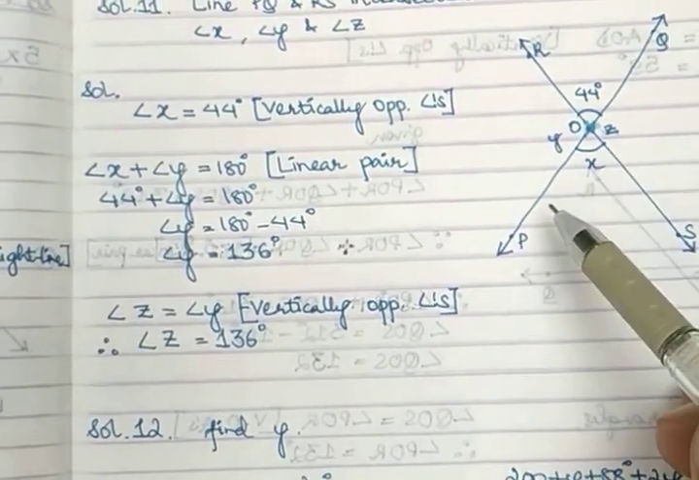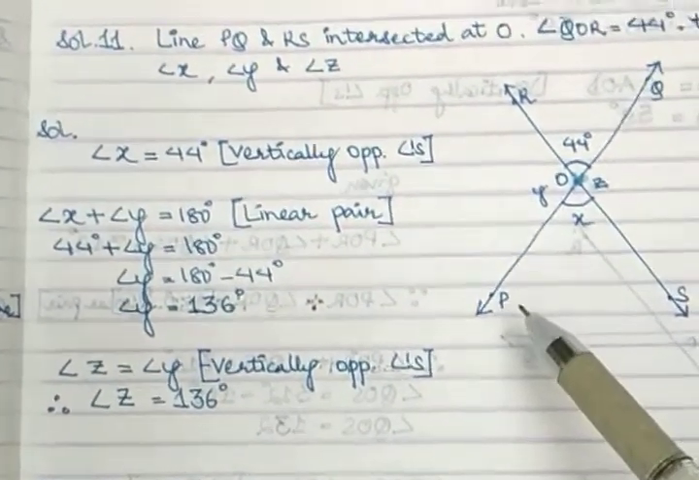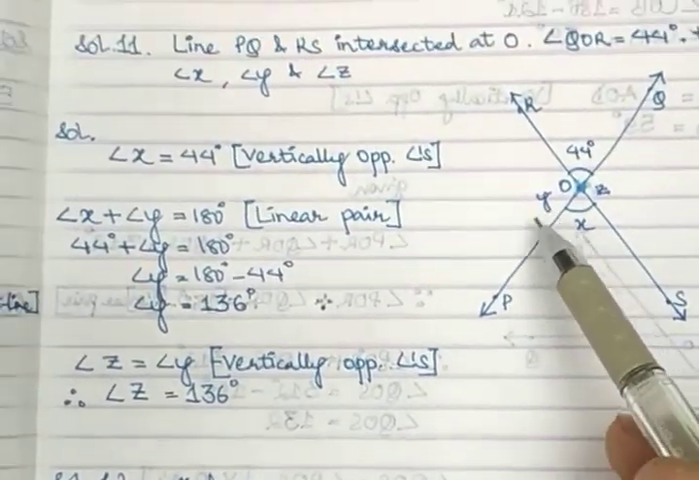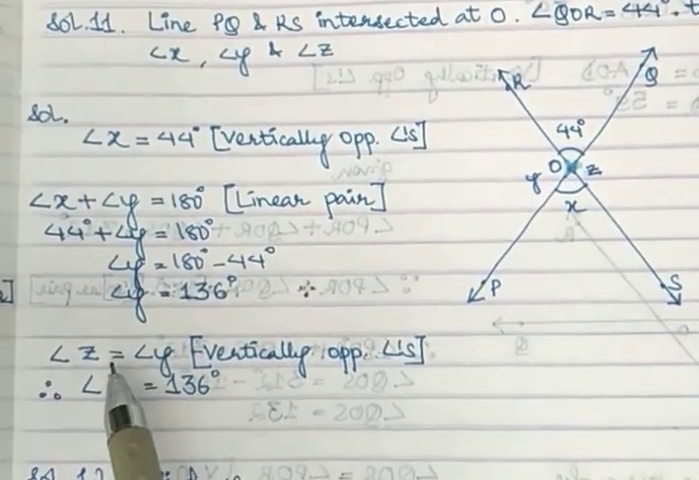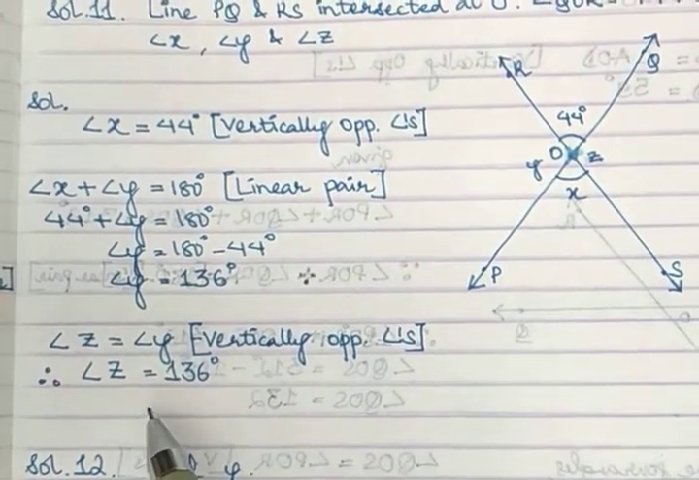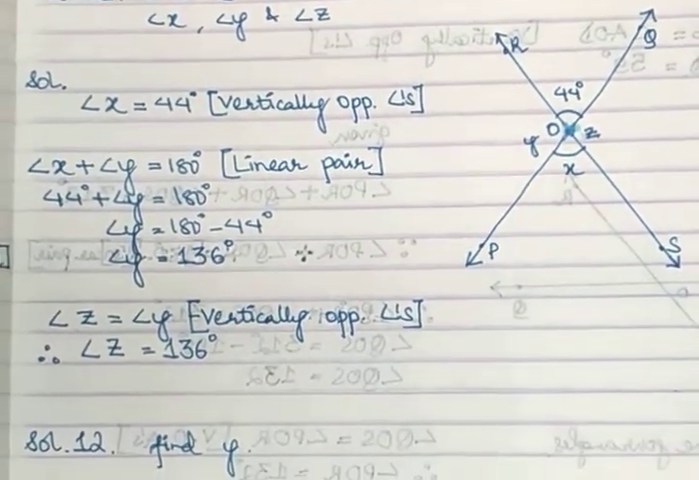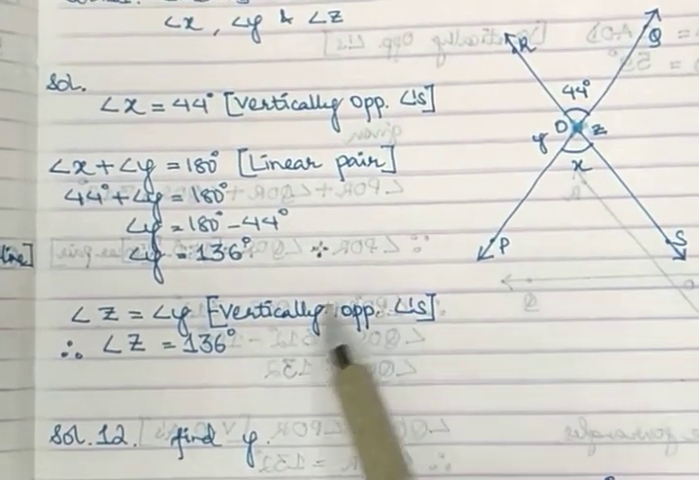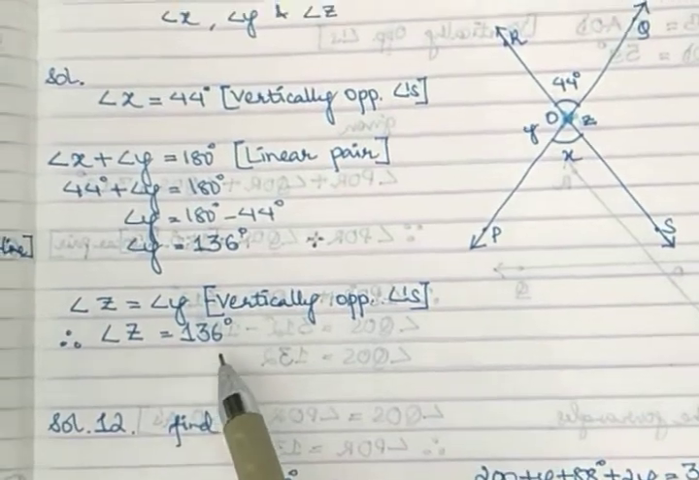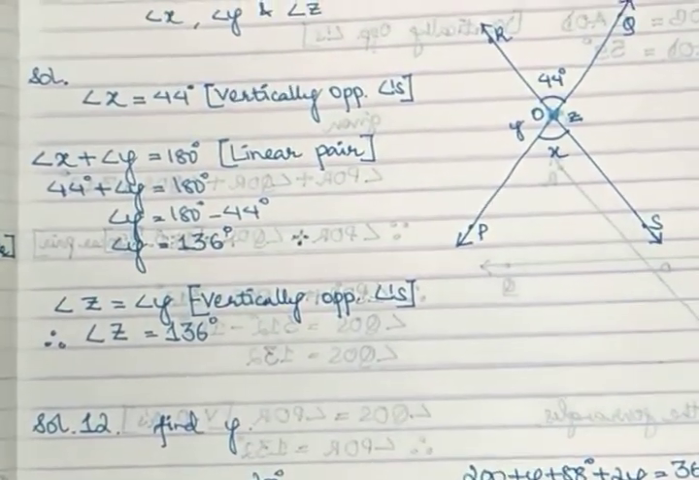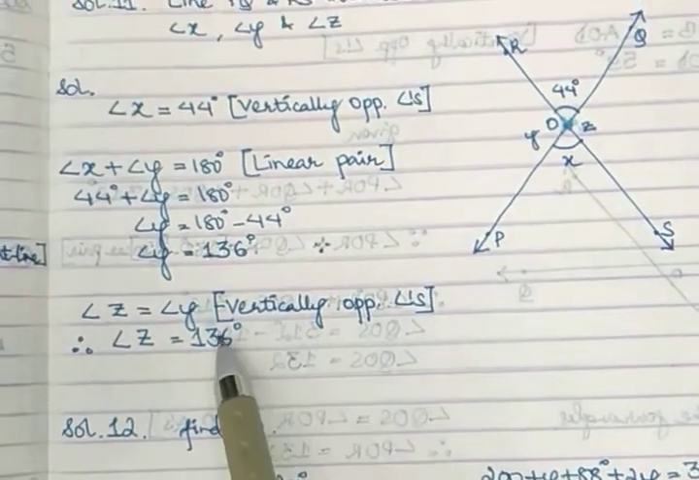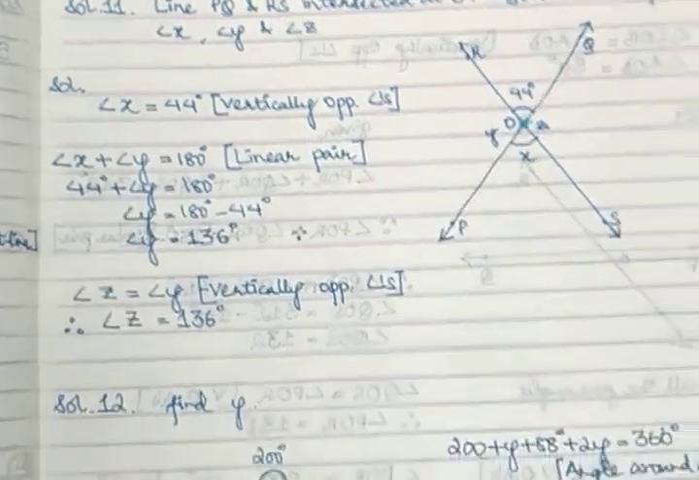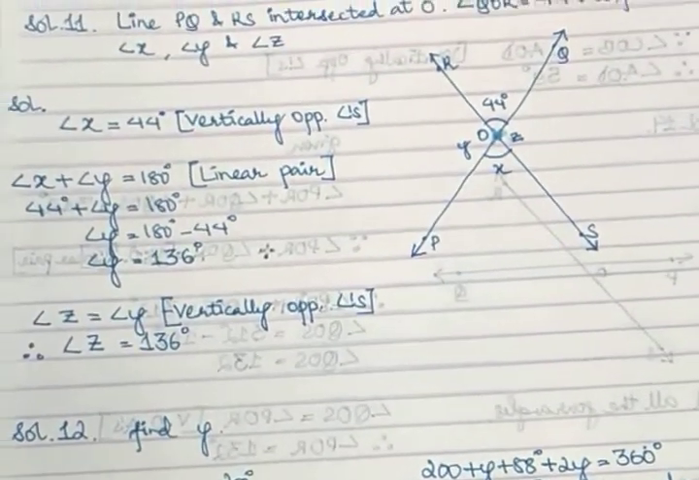Now just looking at the figure, you can tell that Y will be equal to Z, isn't it? The reason is the same, it's a vertically opposite angle. Y will be equal to Z. So that's what I've done here. Since angle Z equals angle Y, the reason is vertically opposite angles, very important. You need to write the reason, as I've been repeatedly telling you. So vertically opposite angles, and we got Z as 136 degrees, because we already had Y as 136 degrees. And that is how we got the values of X, Y and Z. That's what the question demanded, the values of X, Y and Z.